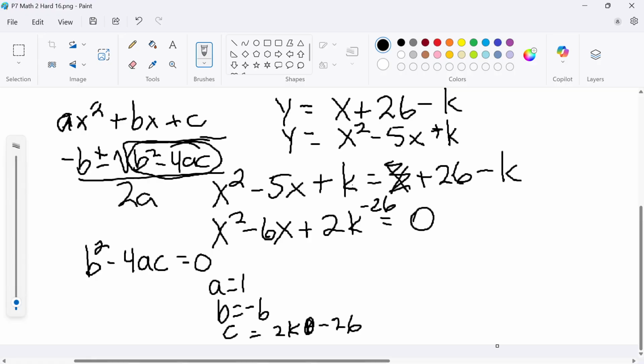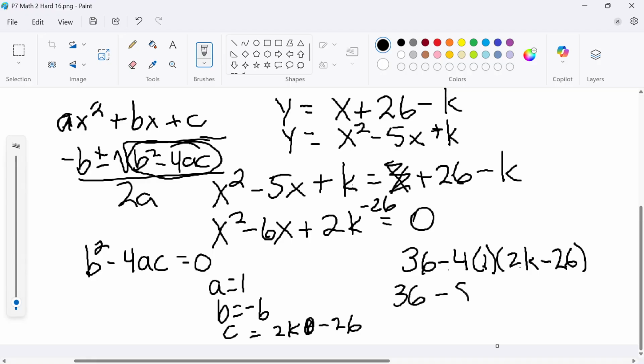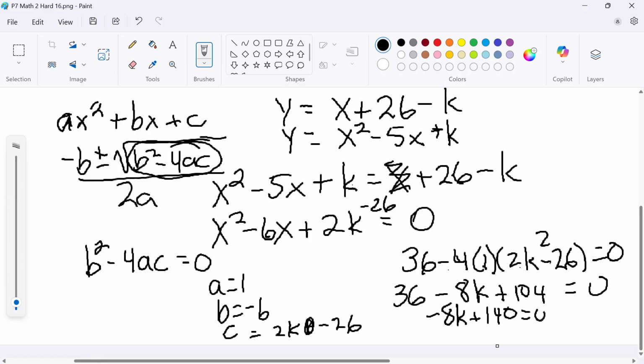So I need b squared minus 4ac. Negative 6 squared is 36 minus 4. a is just 1. And c is 2k minus 26. So it's 36. Negative 4 times 1 is negative 4, times 2k is negative 8k. And then negative 4 times negative 26 is plus 104. And that equals 0. So I've got negative 8k plus 140 equals 0.